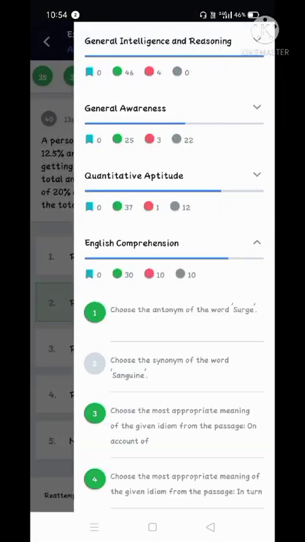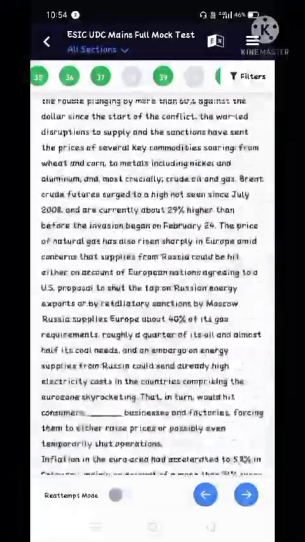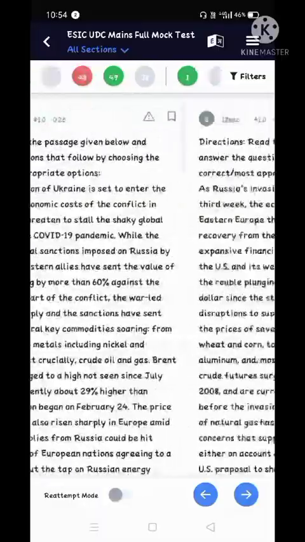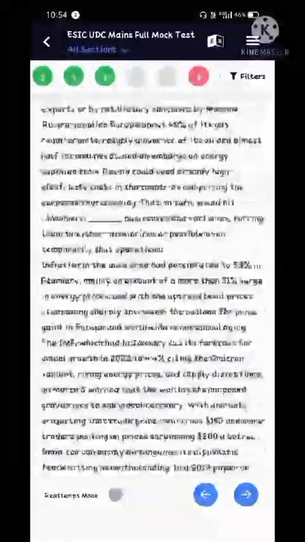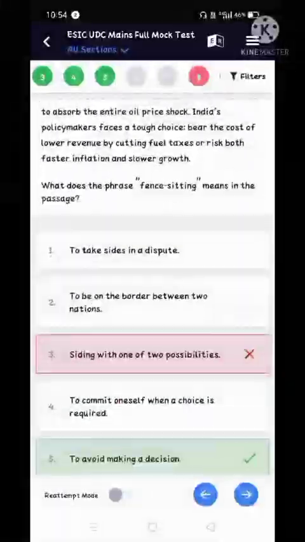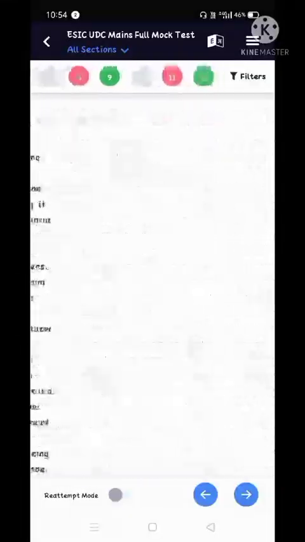And the last, not the least, portion is English comprehension. So I think 10 to 15 questions were asked from RC, and yeah, you see, synonyms based questions. These are not so tough. It was also easy.